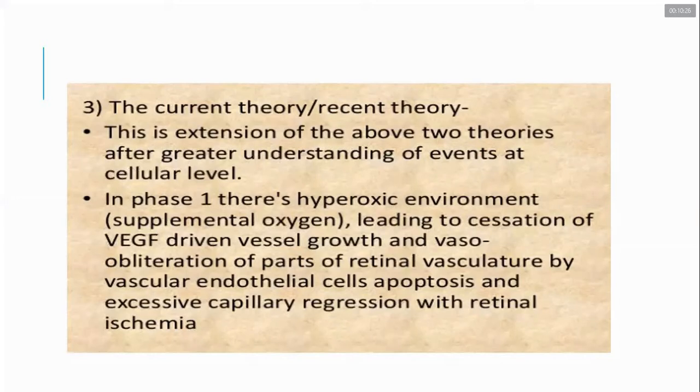So there are several theories explaining the ROP disease, but the most current and recent theory applied for explaining the ROP disease is the extension of the above 2 theories after greater understanding of the event at the cellular level. In phase 1, there is a hyperoxic environment, that is the supplemental oxygen, leading to cessation of vascular endothelial growth factor and vaso-obliteration of part of the retinal vasculature by vascular endothelial cell apoptosis and excessive capillary regression with retinal ischemia.